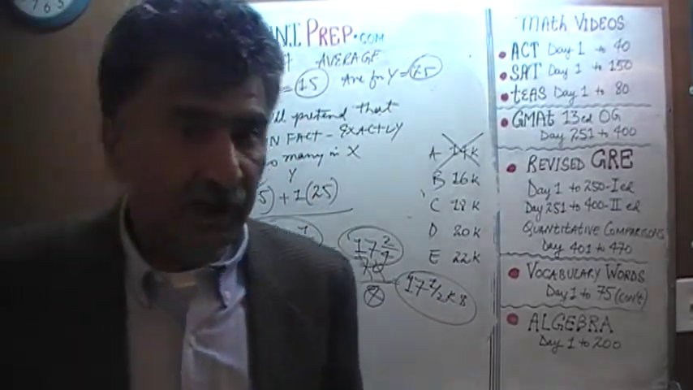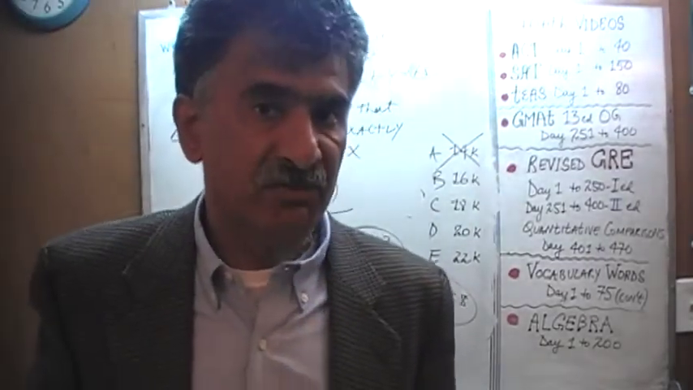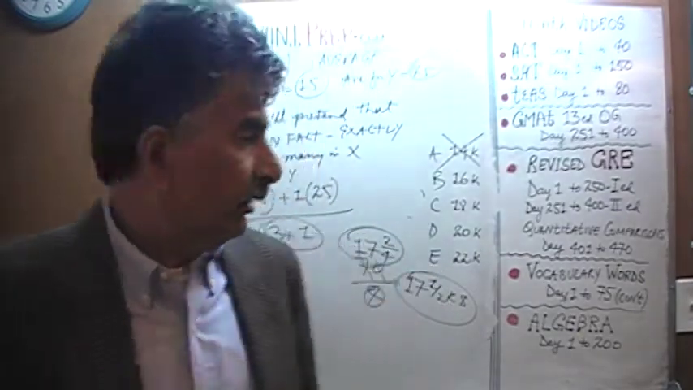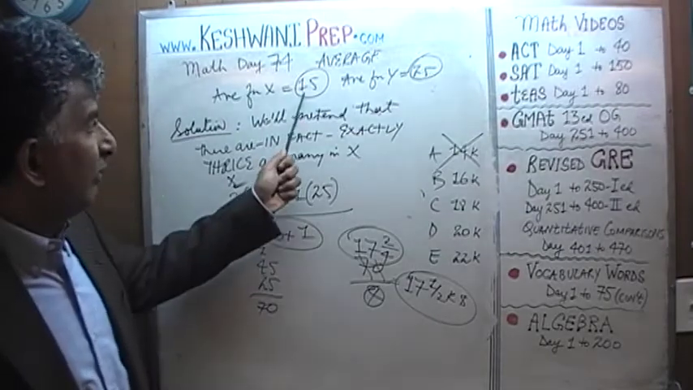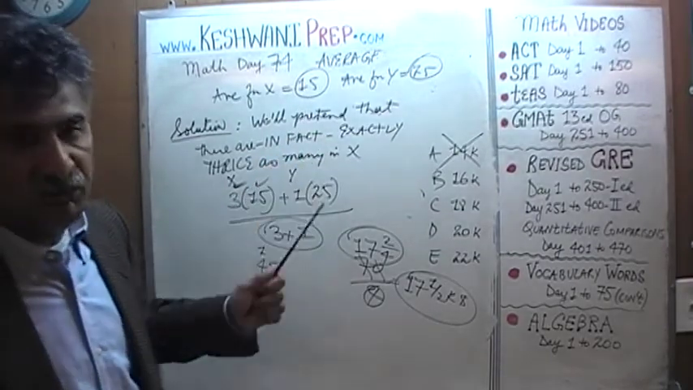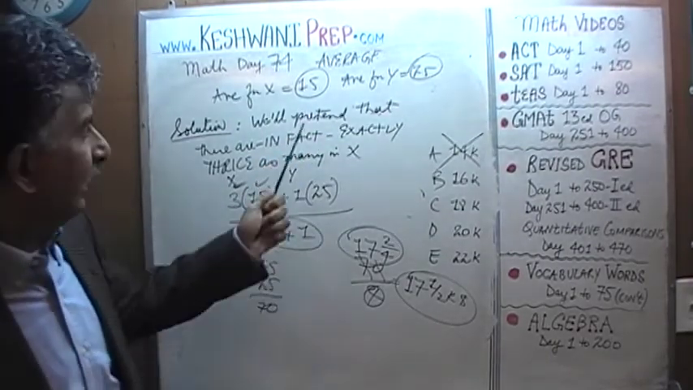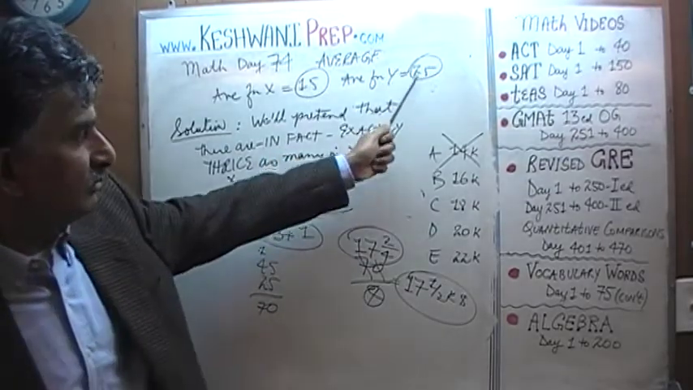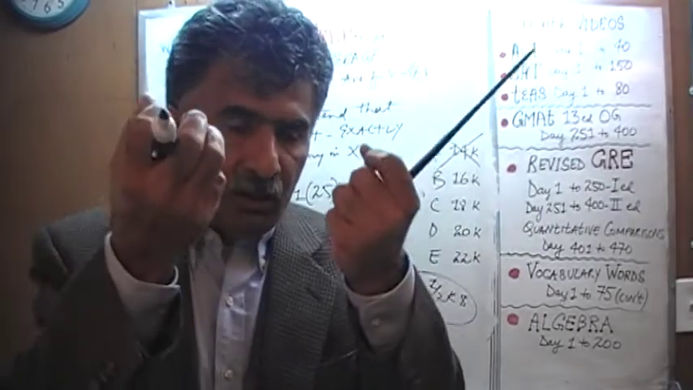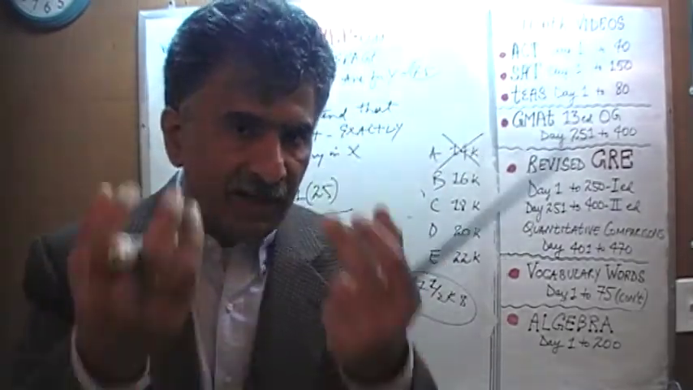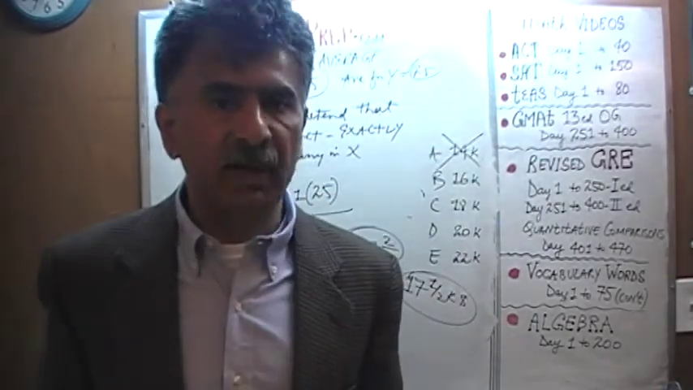But the reality is that we have more than 3 times as many people in X, and each of them is earning a lower salary. Well, I shouldn't say each of them. What I meant is that their average is lower than the average of 25, which means the more people that you put in department X, the lower they pull the average. The average is pulled down.